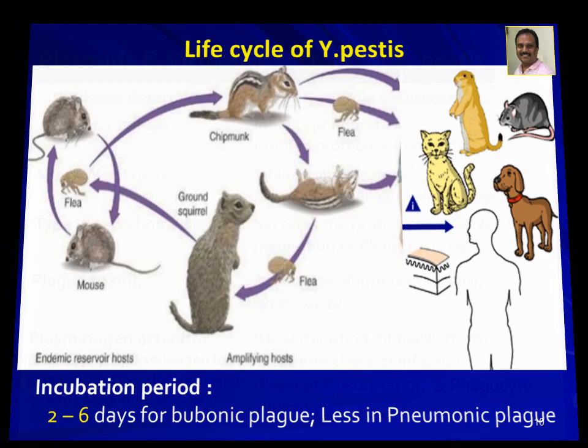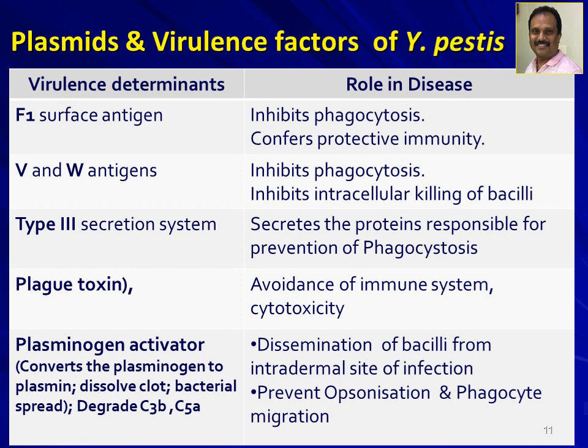And now the plasmids and virulence factors of Yersinia pestis: the F1 surface antigen, which can inhibit phagocytosis, and this also confers protective immunity. That means the antibodies which are produced against this F1 surface antigen will give protection. Other virulence determinants are the V and W antigens. These are also responsible for the inhibition of phagocytic activity and confer immunity. And plague toxin also participates in this particular disease manifestation by preventing the immune system from combating this bacterium. And also this plague toxin is responsible for cytotoxicity.